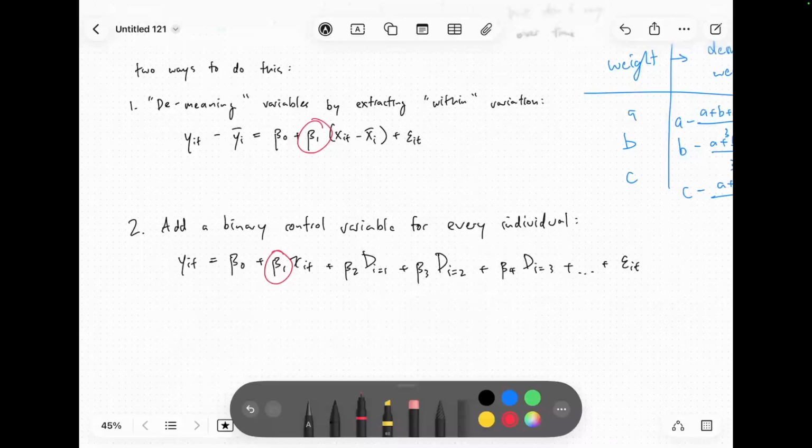Oh, sorry, I forgot to mention. You also have to demean your exercise variable. So we would do the same process as over here for exercise as well. Okay.